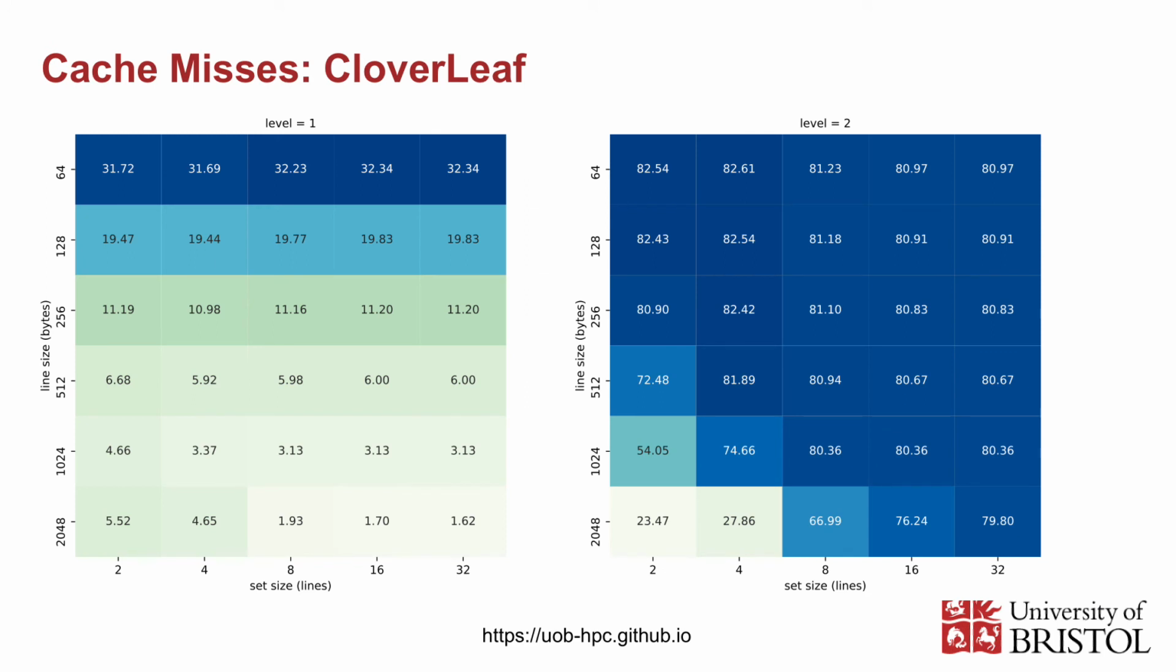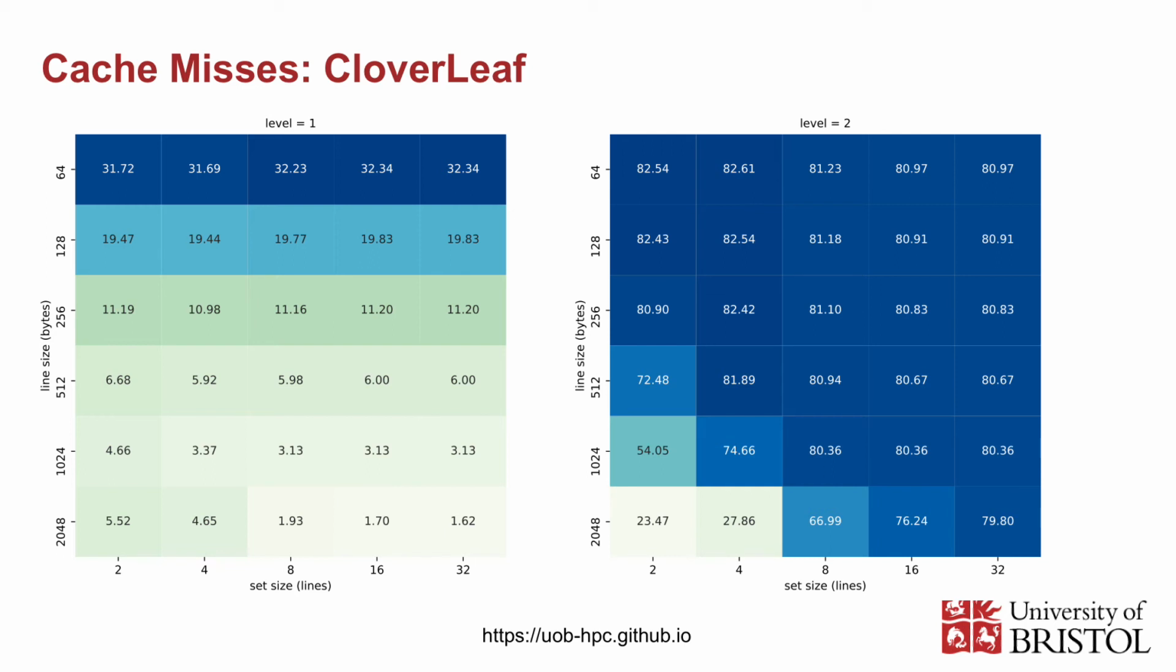These heat maps show cache miss rates in percentages for Cloverleaf. Lower numbers are generally better and lighter colors correspond to those. The experiments were done on two levels of private cache. Level 1 is shown on the left and level 2 is shown on the right. The x-axis gives the associativity or set size in number of lines, and the y-axis gives the line size in bytes. Cloverleaf is memory bandwidth bound and roughly follows the profile of stream.